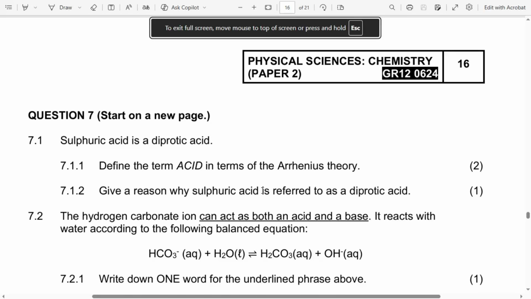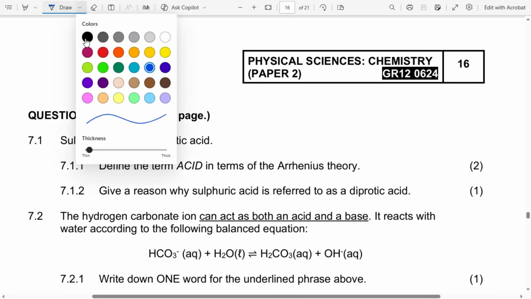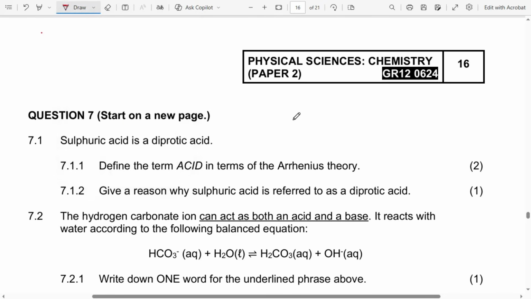Okay, I want us to look at this question 7. On this one, it's acid and base. So let's quickly work on this one. Sulfuric acid is a diprotic acid. What do you remember from the word diprotic acid? If we said an acid is diprotic, remember, a diprotic acid can donate 2 protons, the H plus ion, per molecule.